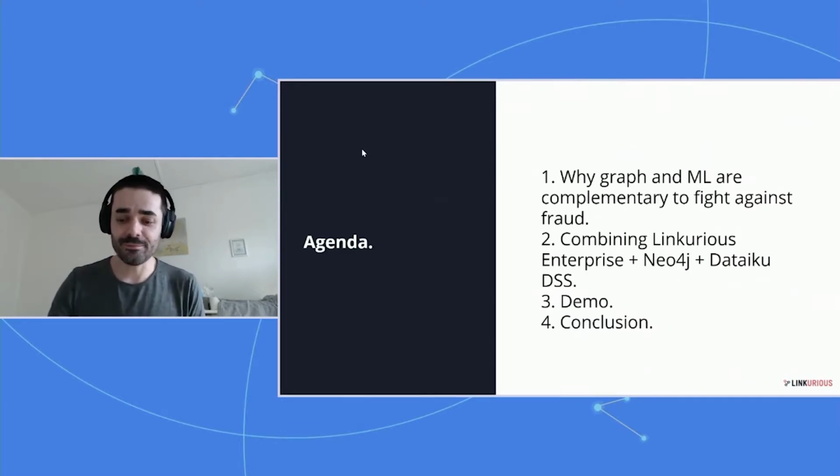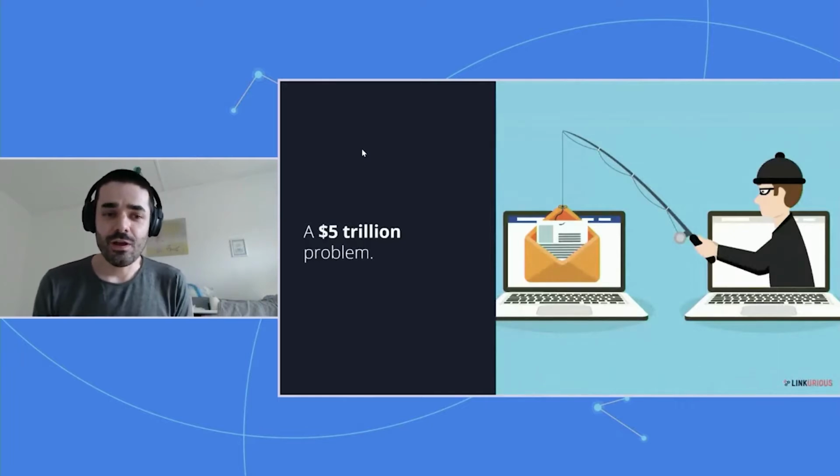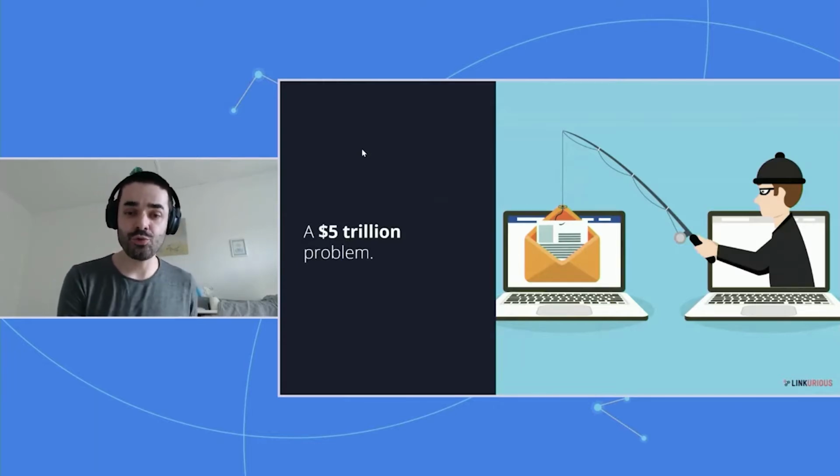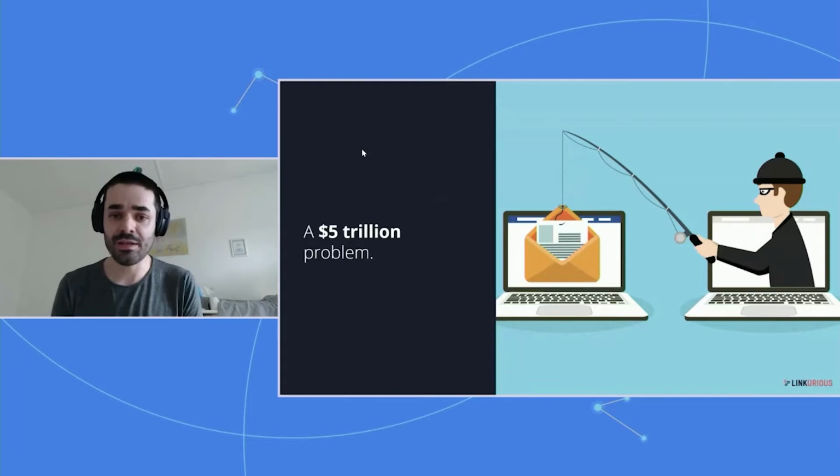So let's get started. First, fraud is a big, massive problem. It's a $5 trillion problem, and it's growing quickly. It's a top priority for financial institutions, think banks, insurance companies, money transfer companies, but it's also a top priority for public institutions. Tax agencies, for example, are very much interested in fighting back against fraud.